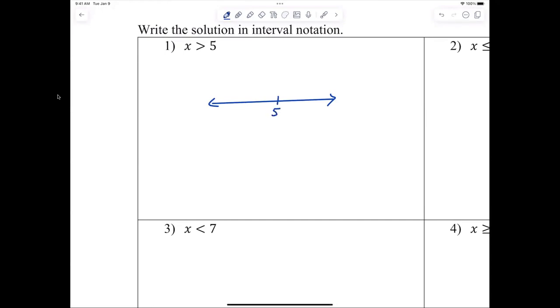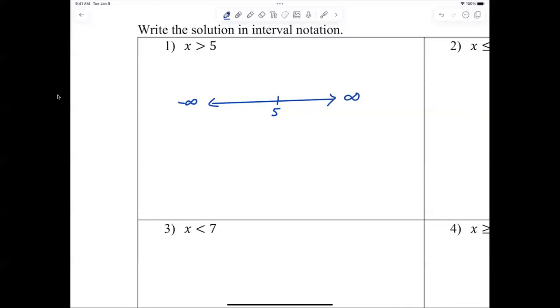If you go to the right, you're heading towards where? Very good, infinity. If you go to the left, you're heading towards where? Negative infinity. So that is the idea of writing an interval notation. Interval notation is just a shorthand number line.